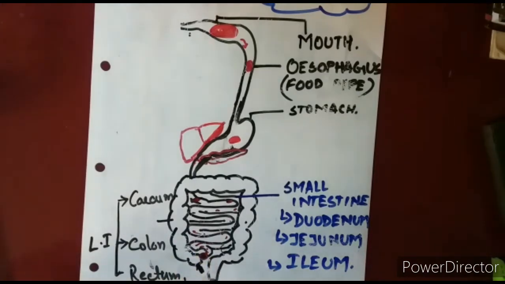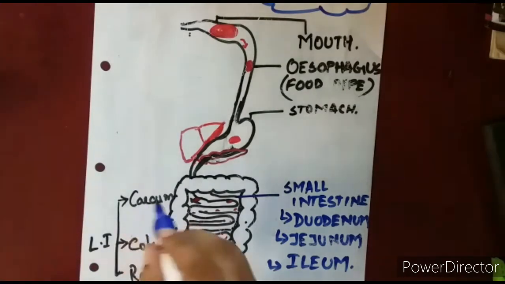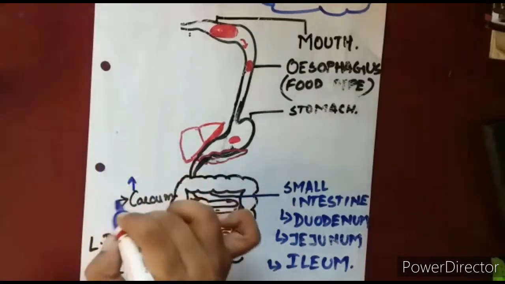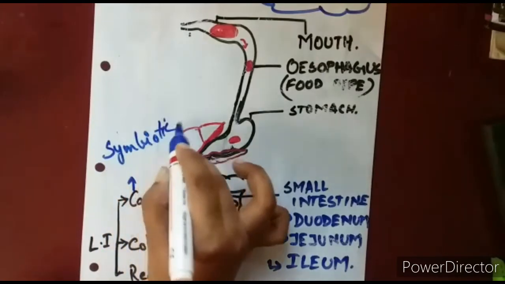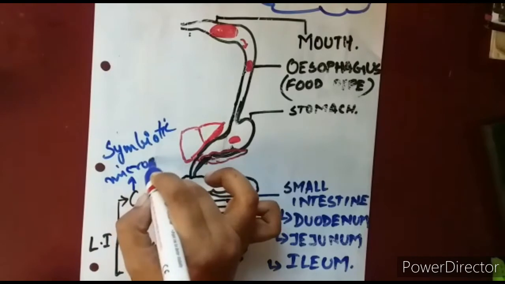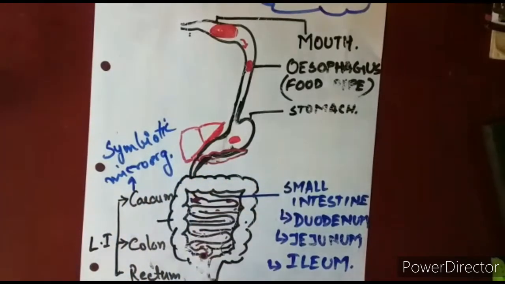So what I said, this cecum has a function. It carries some symbiotic microorganisms, which obviously help in the digestion process, and it also obtains nutrition from our host body. Okay, now this cecum is followed by the colon region.